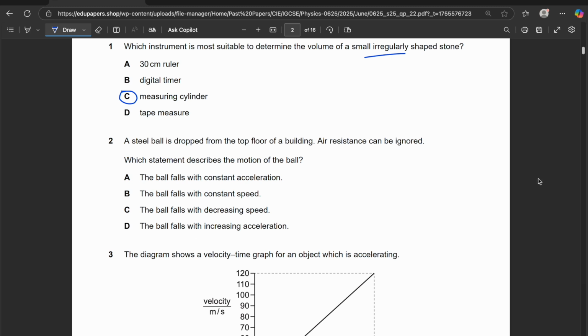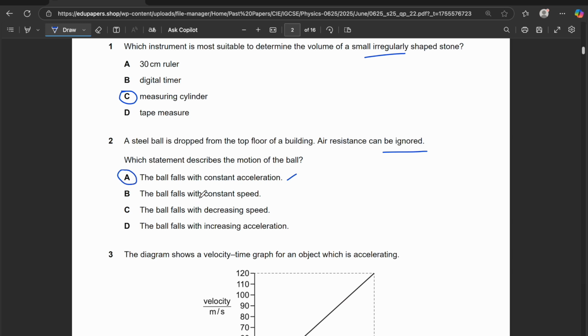Air resistance can be ignored. Which statement describes the motion of the ball? A. The ball falls with constant acceleration. Well, this is true because there is only one force acting on it, which is the gravitational attraction from the earth, and it has a constant value.